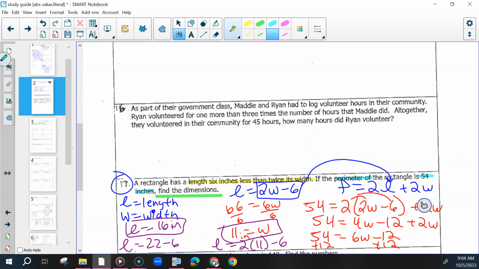Alright, let's take a second and read through this. As part of their government class, Maddie and Ryan have to log volunteer hours in their community. Ryan volunteered for 1 more than 3 times the number of hours Maddie did. Altogether, they volunteered in their community for 45 hours. How many hours did Ryan volunteer for?